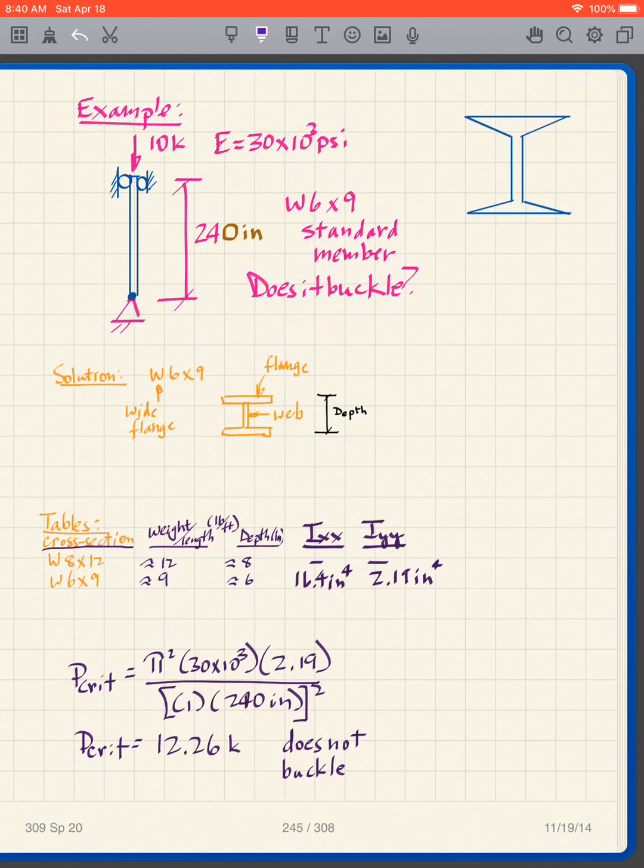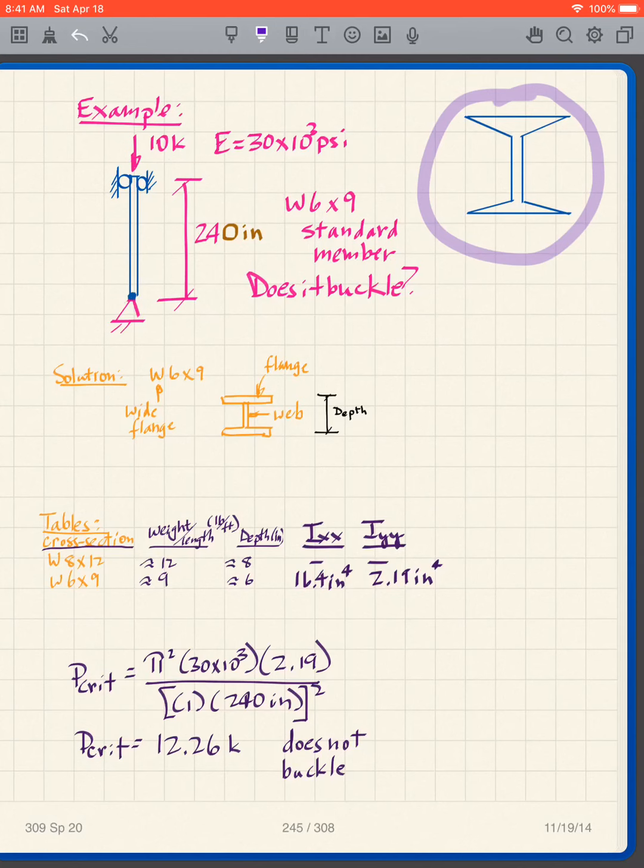And we're given the Young's modulus, and this is the beam cross-section. It's called a W6x9 standard member. We haven't talked about these yet, but I'm just going to give you a little bit of background in that an I-beam, or what we sort of generically call an I-beam, in reality is not a perfect I. It really looks, I've exaggerated a little bit, but it looks something more like that.